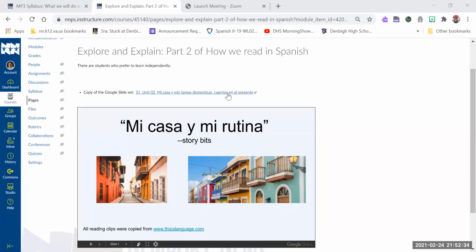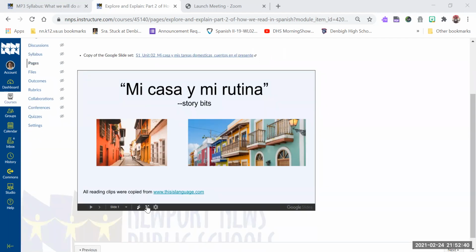So this is part two on how do we read. I'm in Canvas, and if you want to make a copy of your own slide set, you can click right there, and you can do File and make a copy. I am going to go through this with you guys.